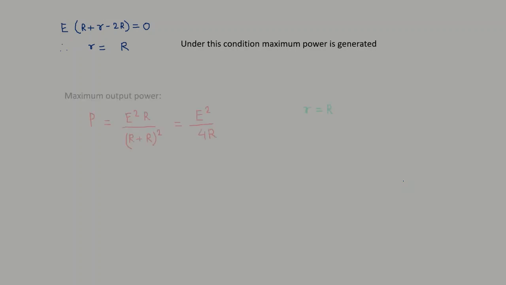So what will be the value of the maximum output power? Replacing small r with capital R, we obtain P equals E square by 4R, and thus we obtain the maximum power delivered to a resistance.